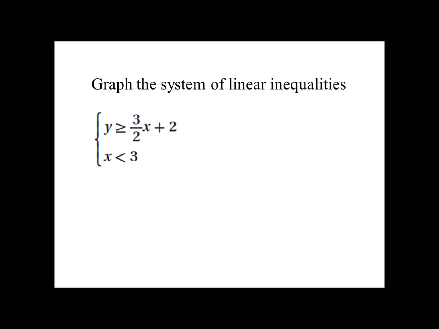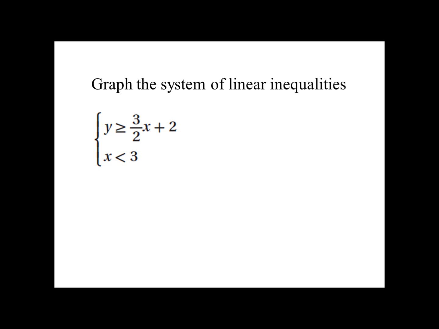Now, if I wanted to graph this one, again, I graph the line y equals 3 halves x plus 2, and I shade above it. But what about this bottom one? This looks very different. Well, x equals 3 is a vertical line.